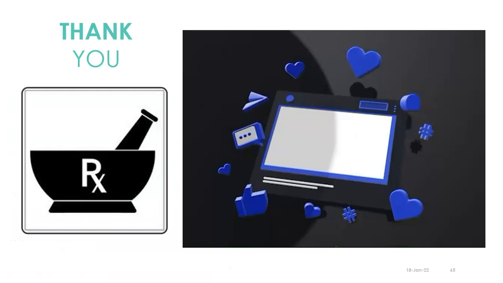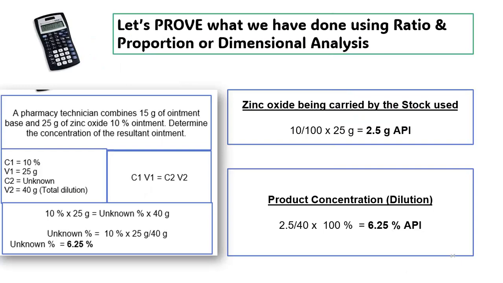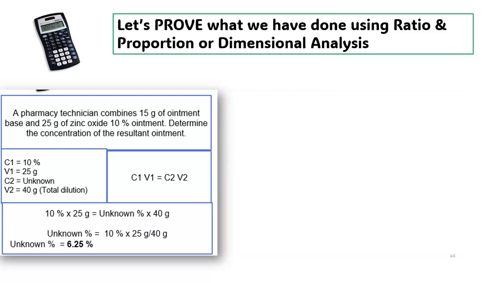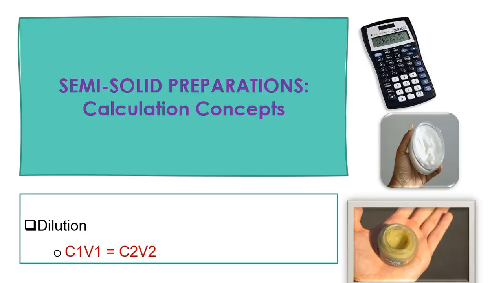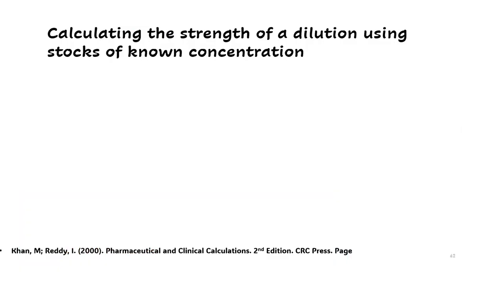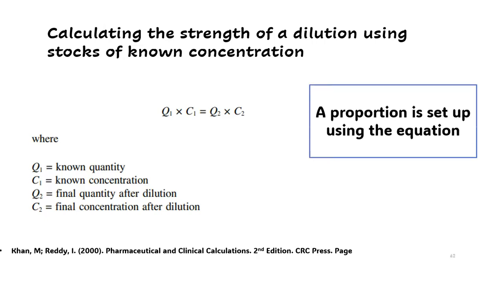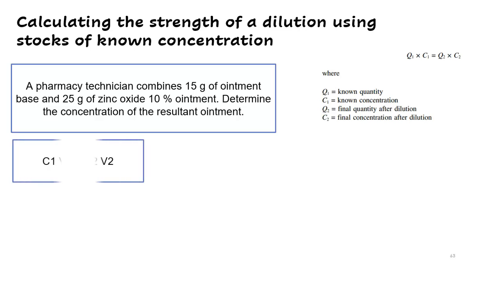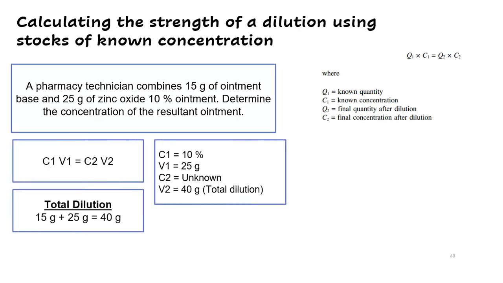Not very difficult. And so that brings us to the end of a video on how to use C1V1 to figure out the concentration of a stock, knowing the proportions and the concentration of what you have mixed. So have fun using this, and it can be used for volumes or weighted substances such as your semi-solid formulation.